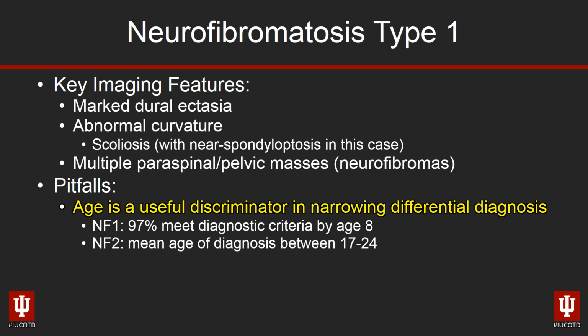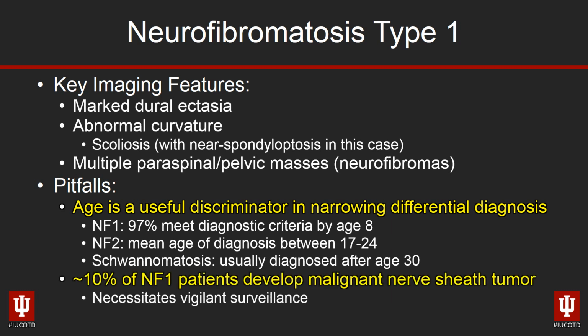NF2 patients, the mean age of diagnosis is somewhere between ages 17 and 24. So you can kind of think of that as a second decade of life diagnosis. And then schwannomatosis, most of the time these patients aren't diagnosed until after age 30. So age, again, can be helpful whenever you're seeing these patients with multiple nerve sheath tumors to try to determine, hey, are we dealing with NF1 versus NF2 versus schwannomatosis?